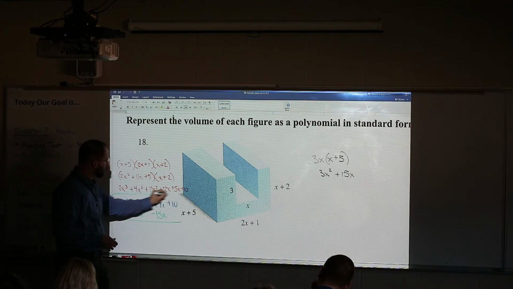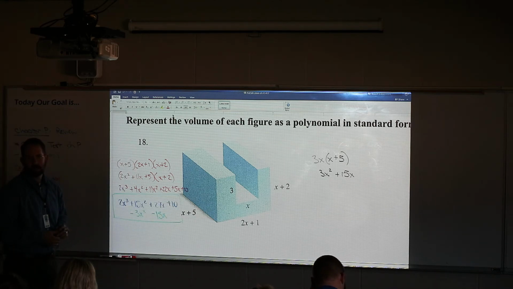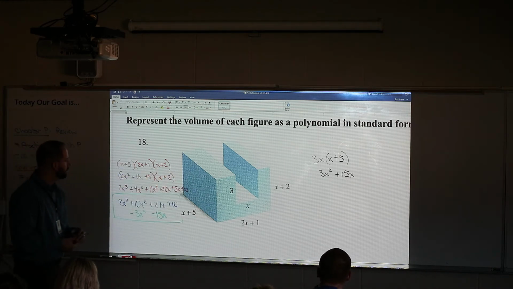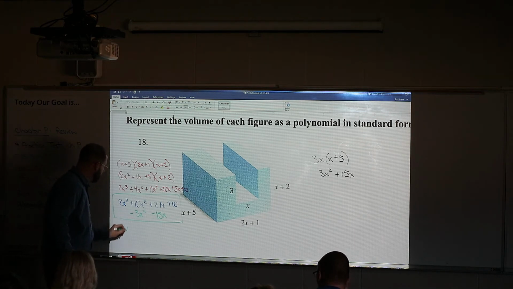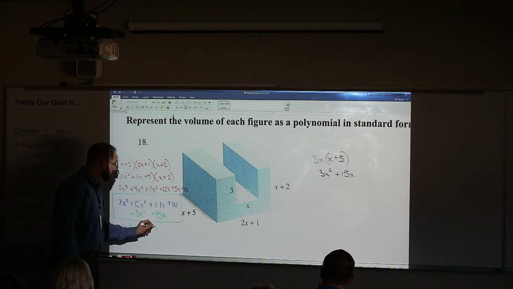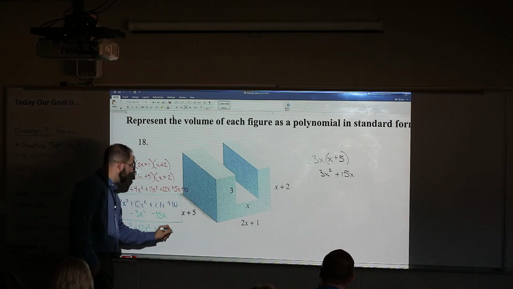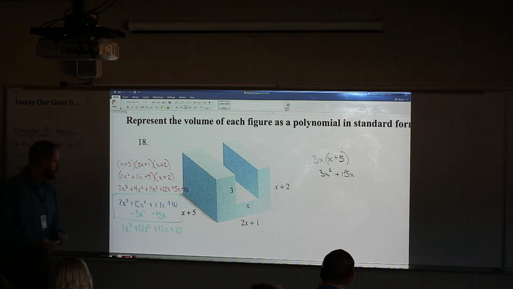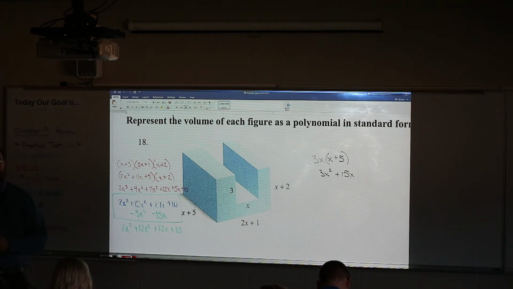Does everyone understand what I'm doing there? Like subtracting piece by piece, the two parts that were the Jenga piece? That way they're kind of lined up. I have a 2x cubed, I have a 12x squared, I have a 12x and a 10. Okay, questions.